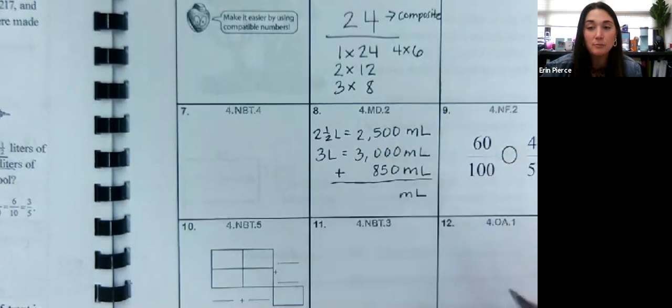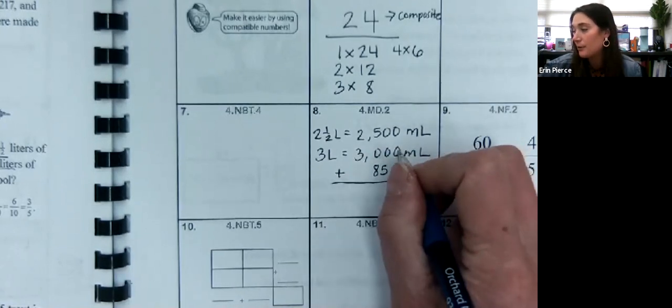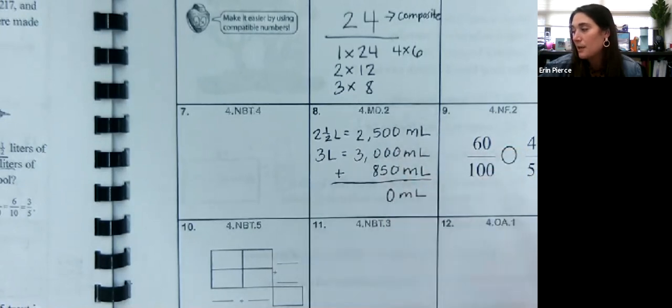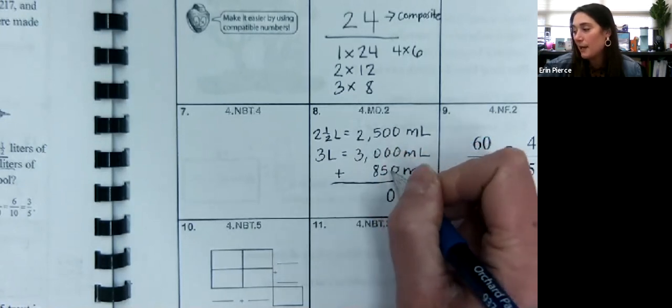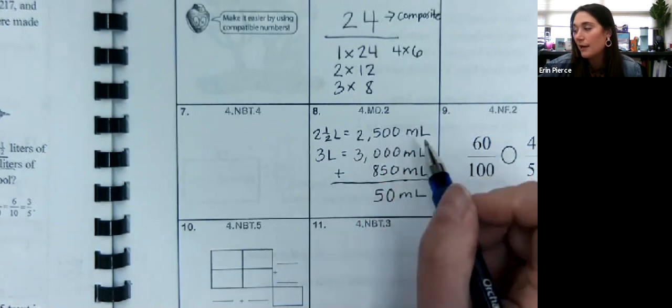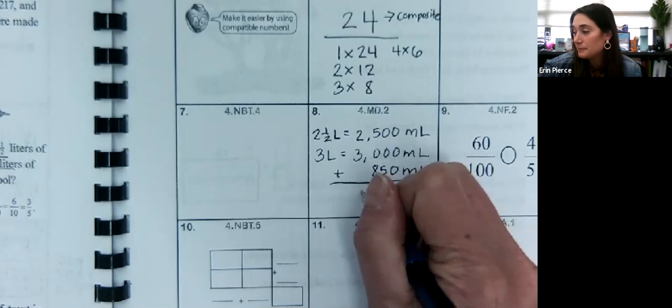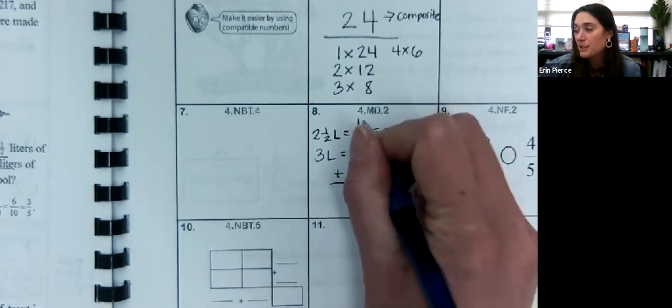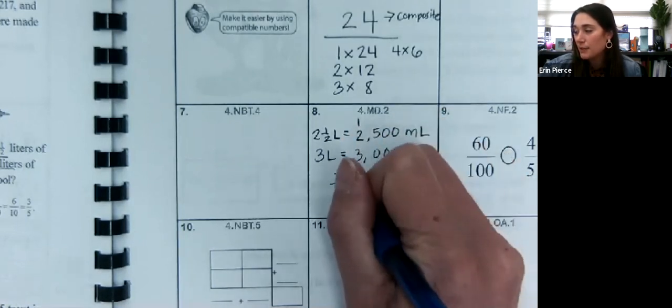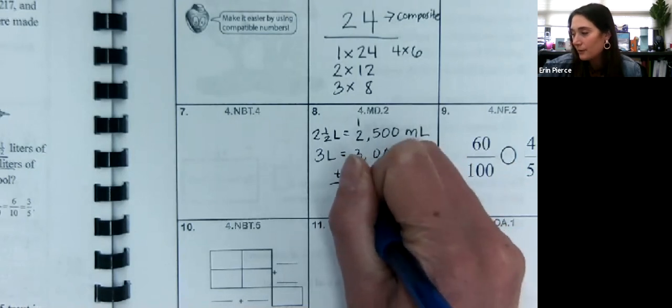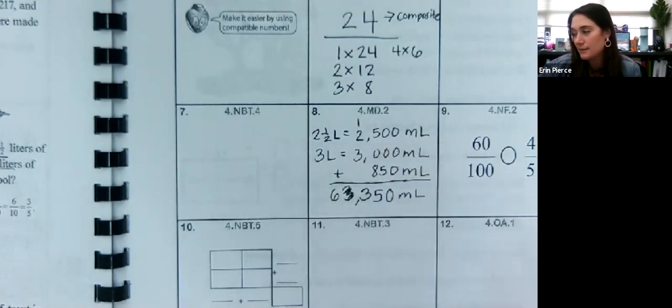Milliliters is my unit. And then I go ahead and add 0 plus 0 plus 0 is 0. 0 plus 0 plus 5 is 5. 5 plus 8, 13. 1 plus 2 is 3, plus 3 more is, not 3. Where is my head? 6. So your answer is 6,350 milliliters.